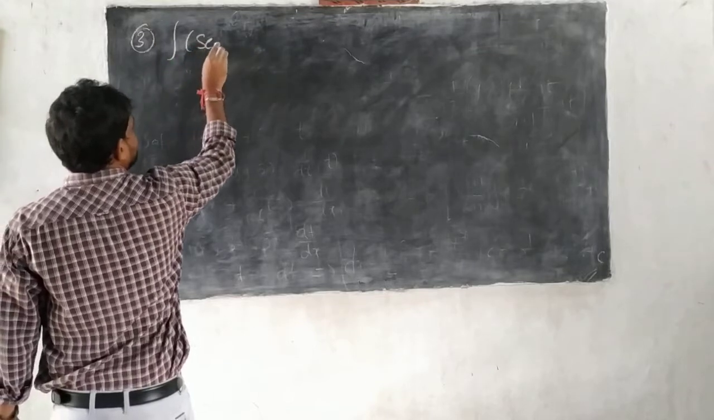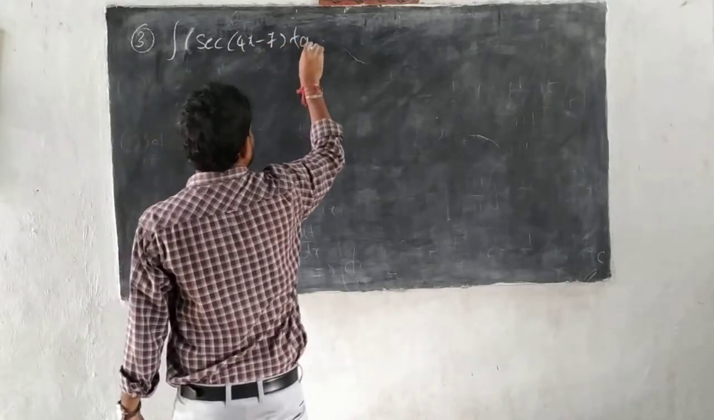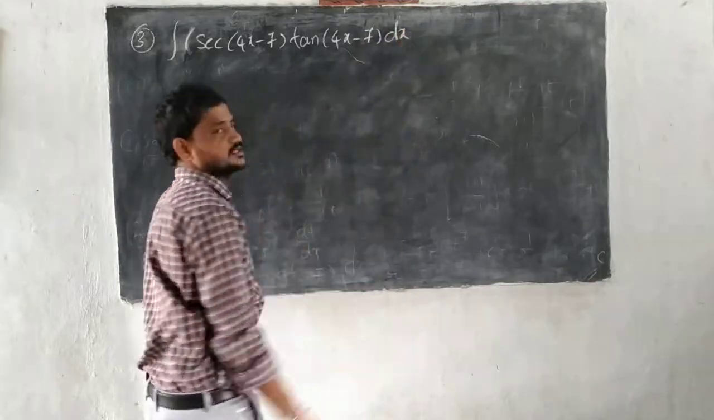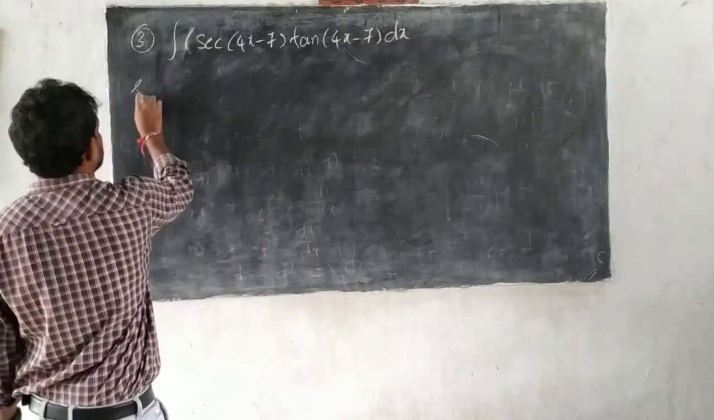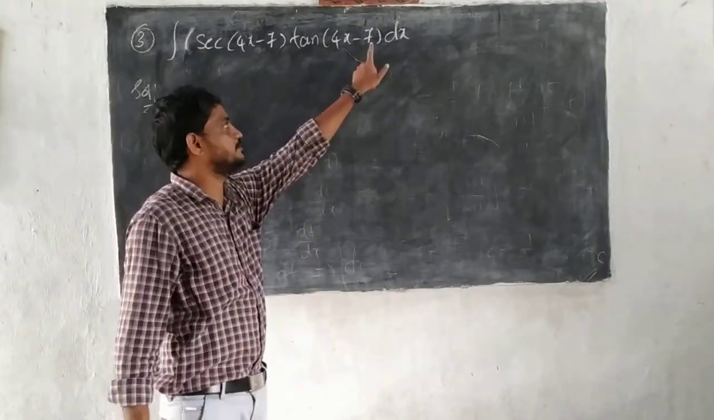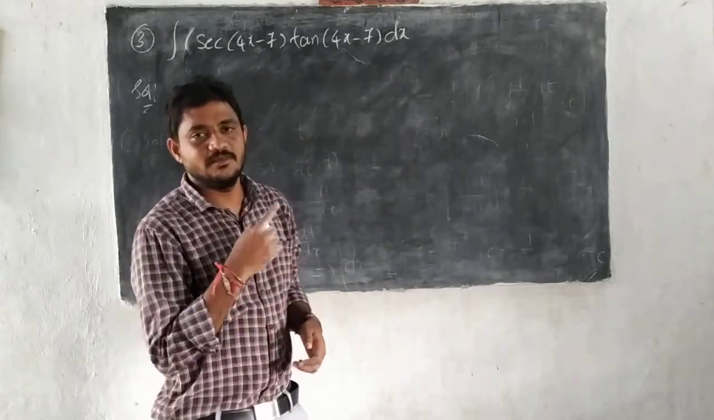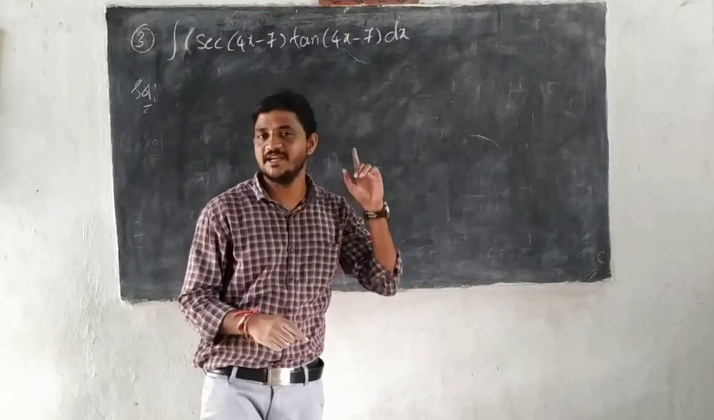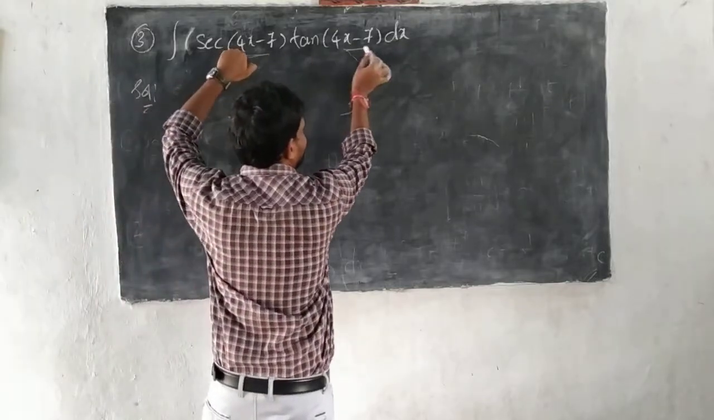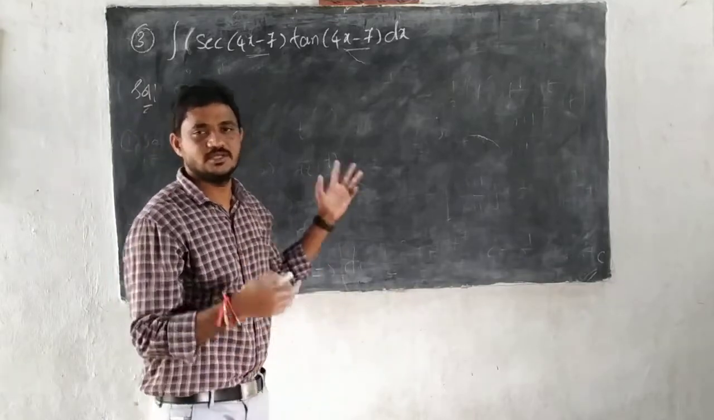Integration of secant of 4x minus 7 into tan of 4x minus 7 into dx. See this problem. It is not in any standard form, but it is similar to one standard form. What is that? Integration of secant x into tan x, right? But in place of x we have 4x minus 7, here also 4x minus 7. So to convert it into standard form, you have to use the substitution method.